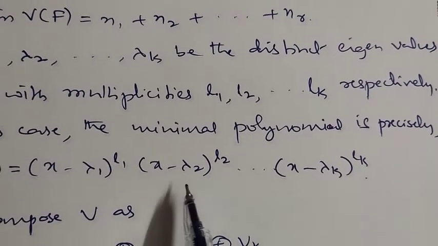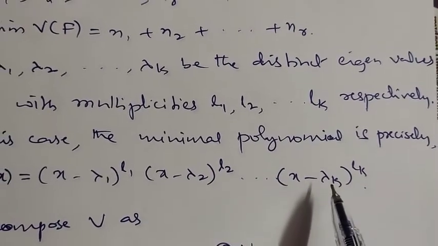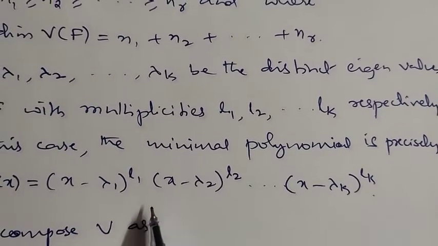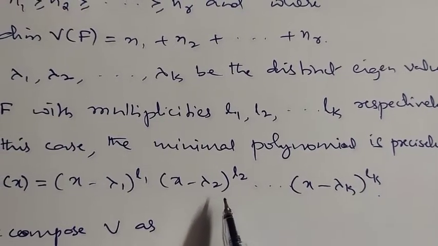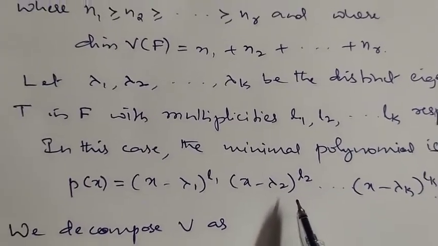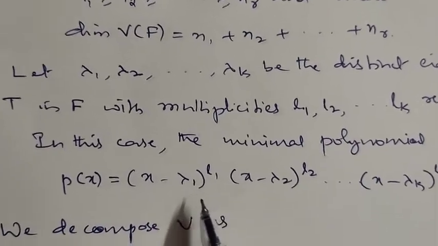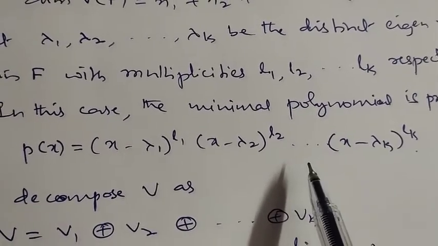Okay, and minimal polynomial definitely divides the characteristic polynomial. Therefore, the degree of minimal polynomial is definitely less than or equal to the degree of the characteristic polynomial. Okay, so they were given this as the minimal polynomial.